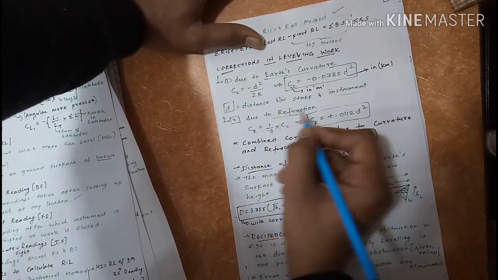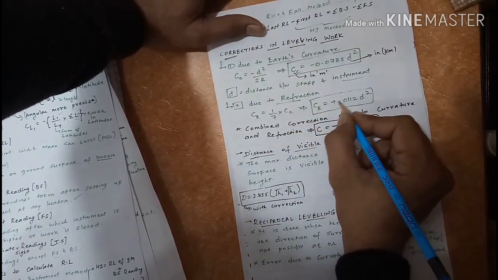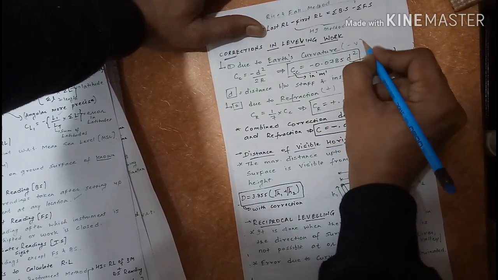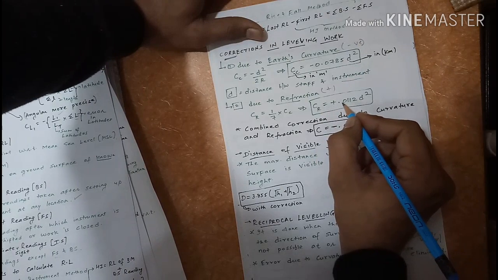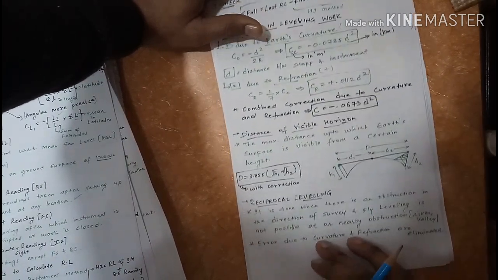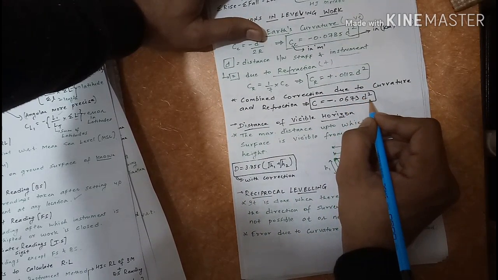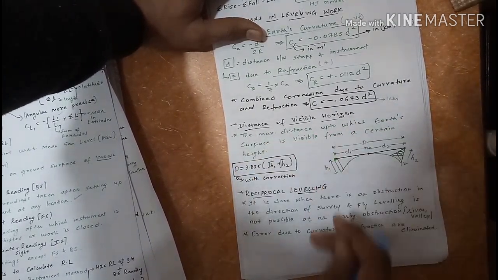Second one is due to refraction. It is 1/7 of the correction due to curvature. This is positive. This one is negative. The correction due to refraction is equal to plus 0.0112 d squared. Now there is a combined correction due to curvature and refraction. C is equal to minus 0.0673 d squared. D is in kilometers.